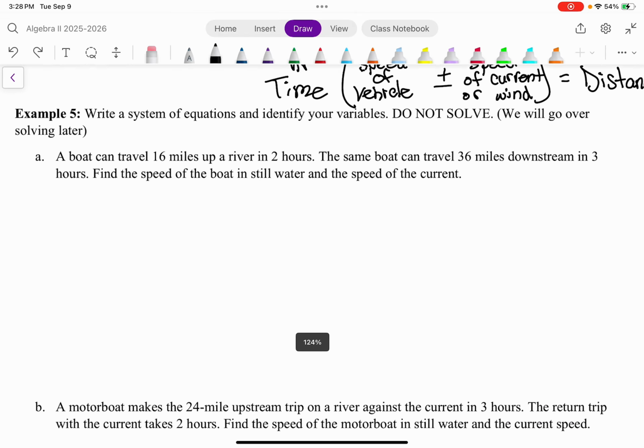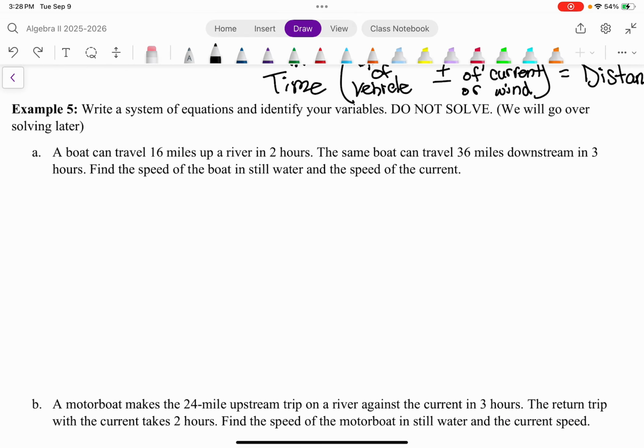So let's look at letter A. A boat can travel 16 miles up a river, and when you're going up a river, that means you're going against the current. So you want to think about a lazy river. This would be like if you took your tube and you were walking the wrong way in a lazy river. It's going to be very difficult to walk because the water's pushing against you. So up a river means we're subtracting the current of the river.